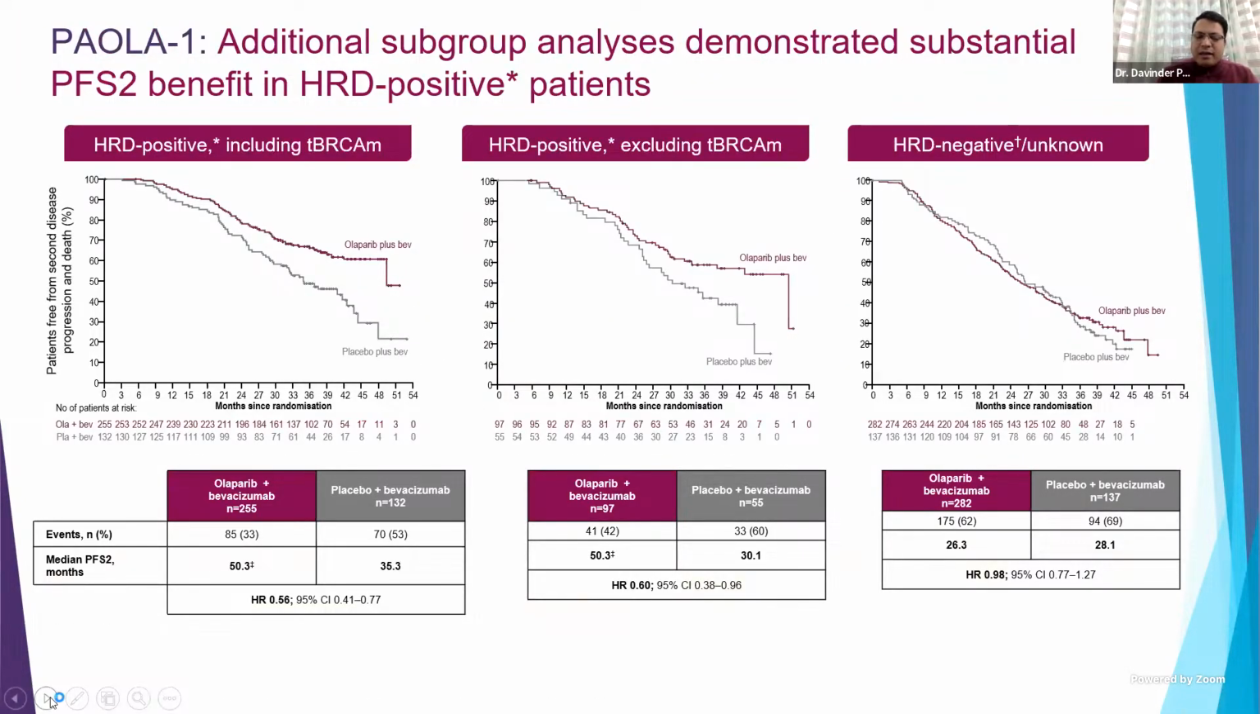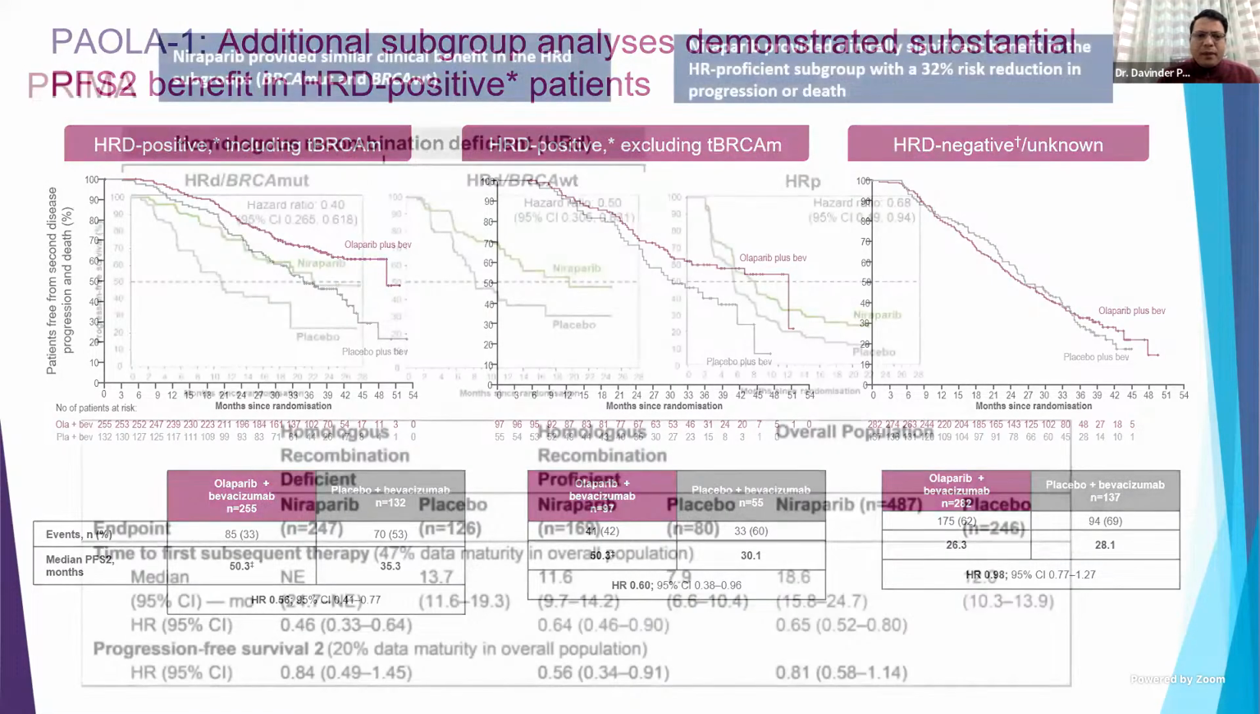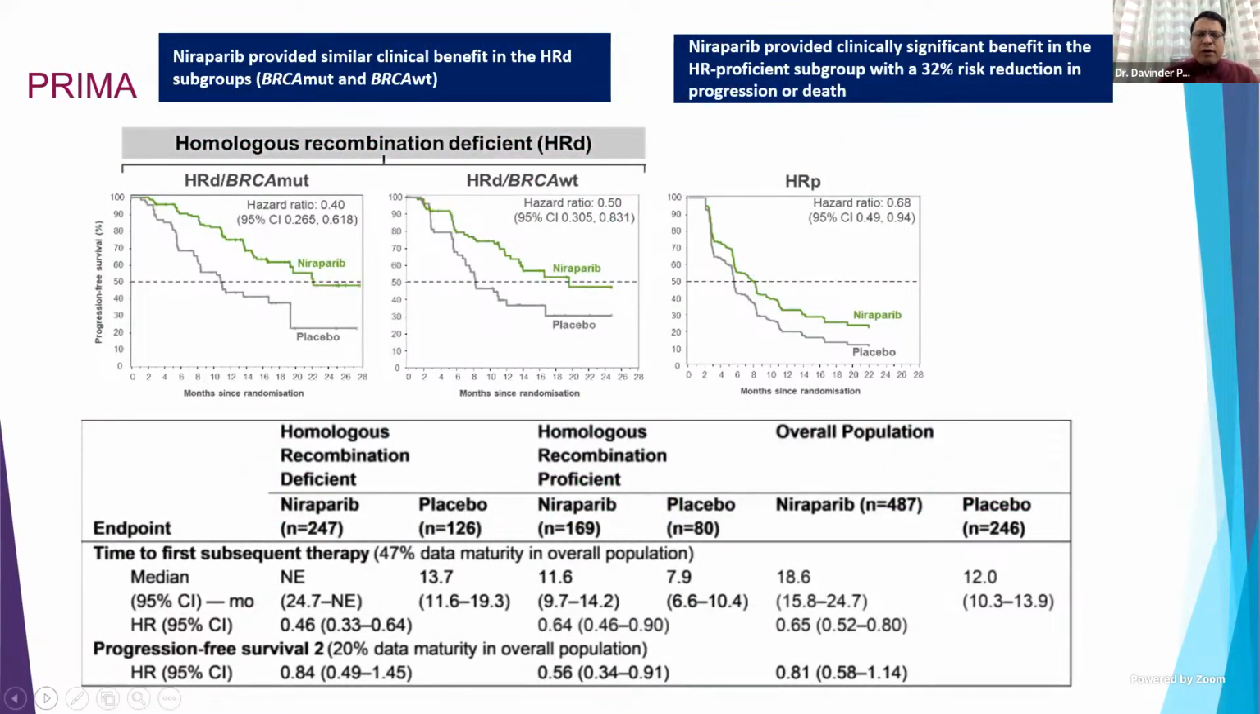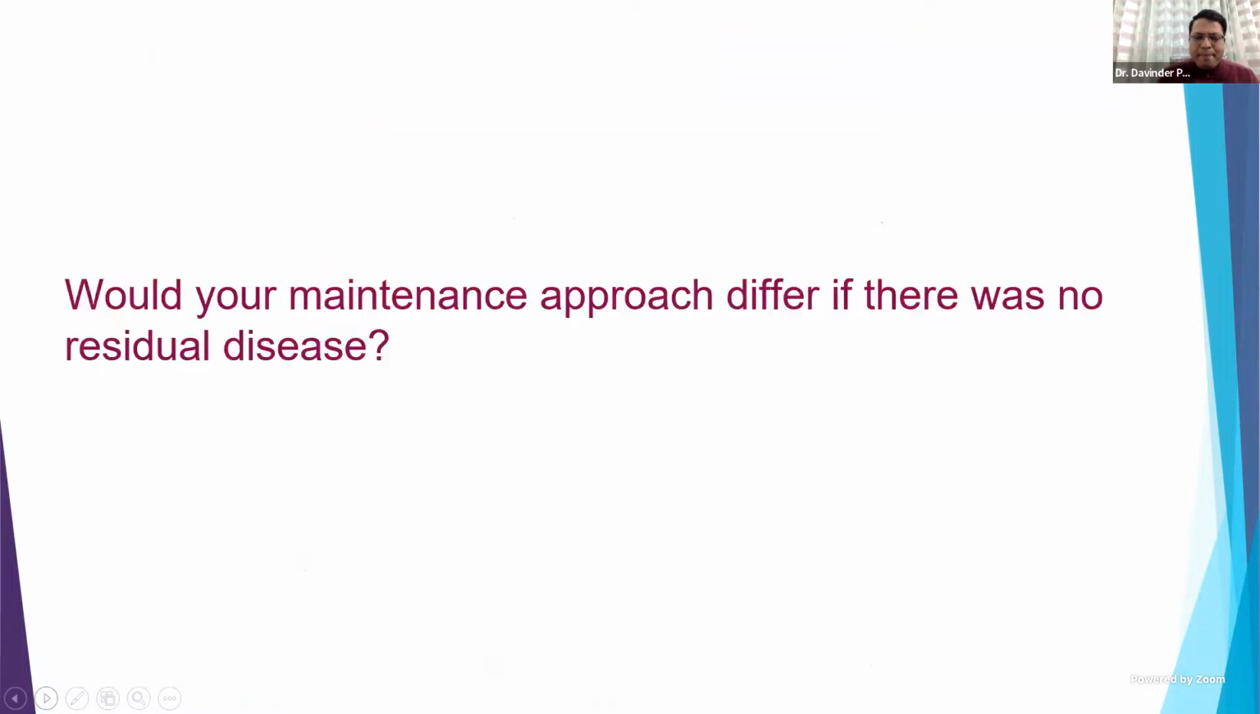So even in this trial, the additional subgroup analysis also demonstrated very good activity as far as the PFS2 benefit is concerned in the HRD positive patients, and not just PFS1, but even the PFS2 in these patients was quite significant. Next slide. So similarly, niraparib has also shown similar clinical benefit in the HRD subgroup, and it has shown a very good PFS benefit as compared to what we have seen with olaparib also. Next slide.